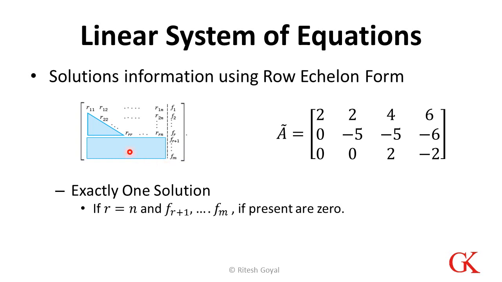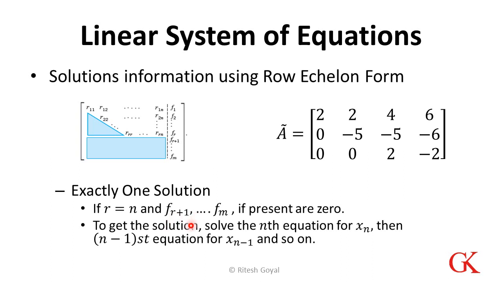We can understand it easily. If we have zeros over here but a non-zero value over here, what are we saying? We are saying 0x1 plus 0x2 plus 0xn equals a non-zero value, which means the system does not have any solution because that's not possible. So we should have these elements, if they are present, be 0 for exactly one solution. To find the solution, we can solve the nth equation or rth equation, which is the same, for xn, and we can go upward backward to find all the solutions. It's like the back substitution we do.